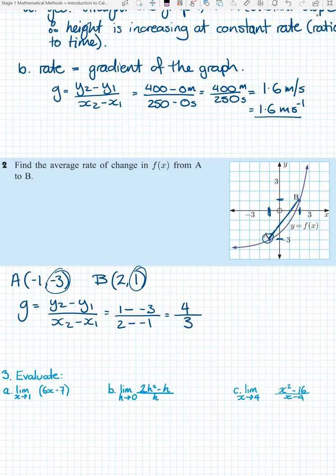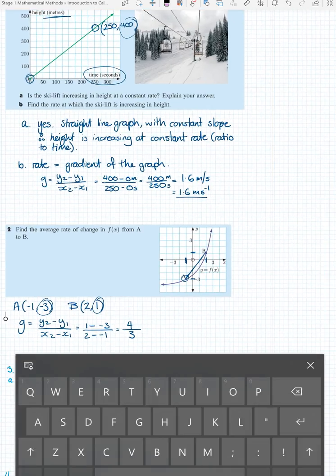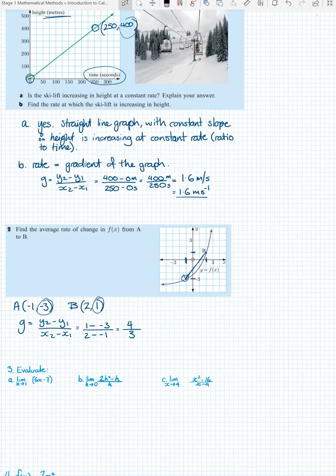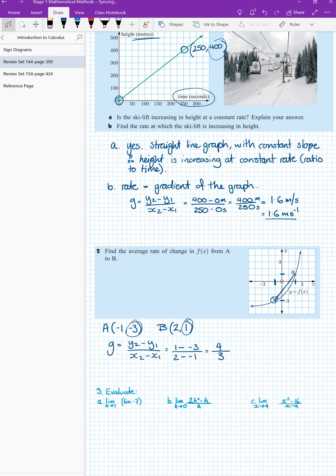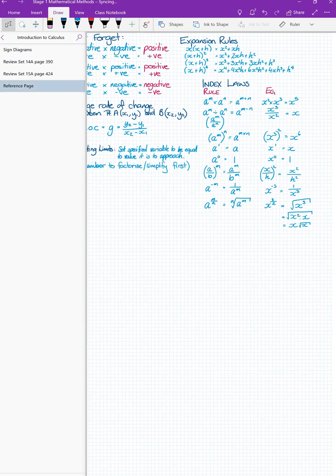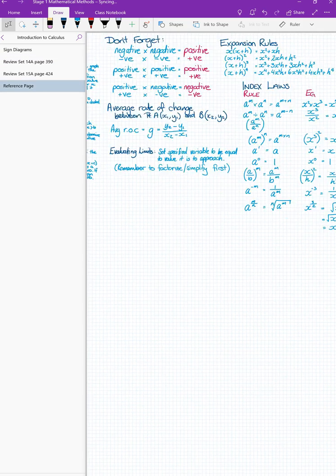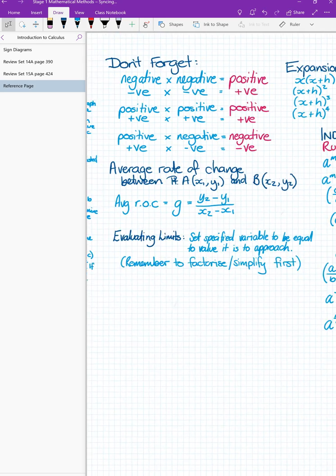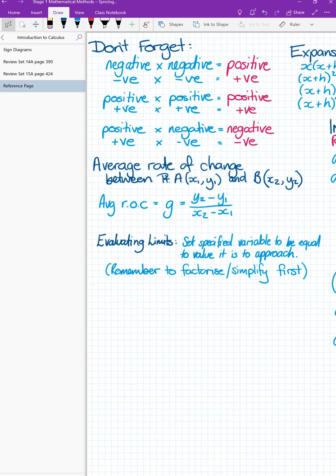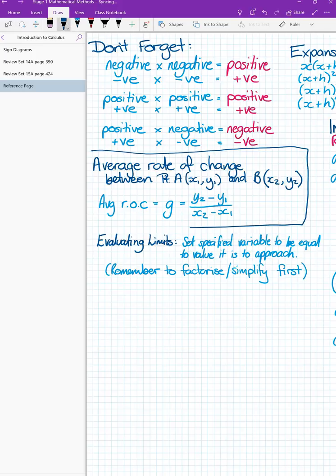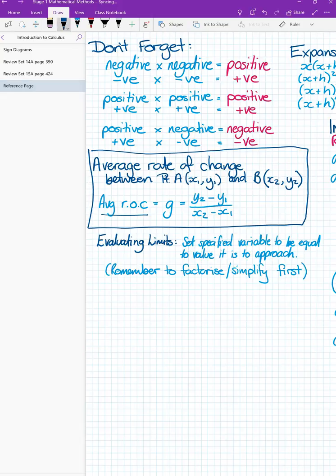Now at this point we'd say, okay, that's something we might need in our reference page. So we'll go to our reference page and we're going to write in there our average rate of change between point A and point B. Average rate of change is the gradient, y2 minus y1 over x2 minus x1.